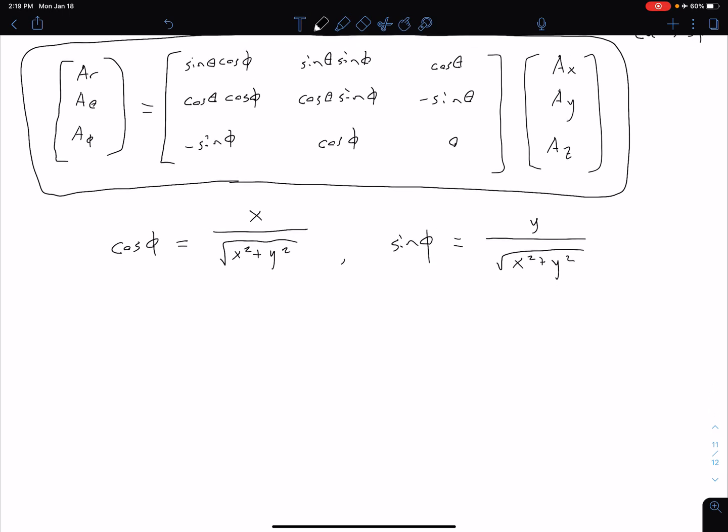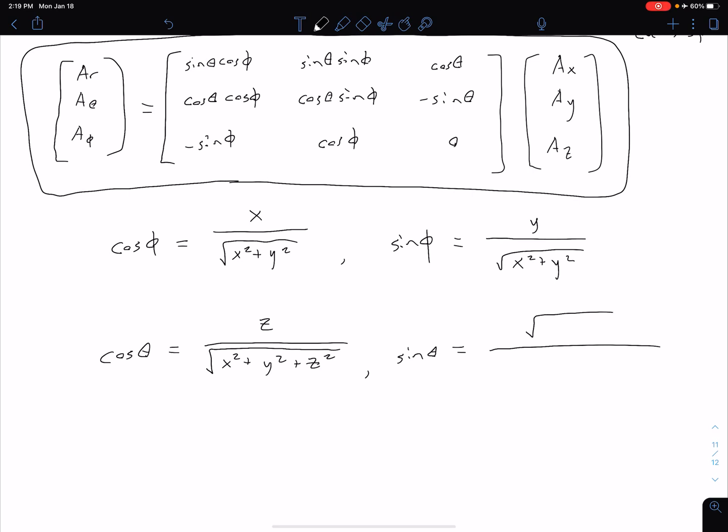Now we also have cosine theta and sine theta terms to deal with, and so we can get around those by saying that cosine of theta is equal to z divided by r, but instead of writing r, we're going to write it in terms of x, y, and z, which, as we saw previously, is the square root of x squared plus y squared plus z squared. Similarly, our sine theta is going to be essentially rho over r, but we want that in terms of x, y, and z, so rho is equal to the square root of x squared plus y squared, and our r is equal to the square root of x squared plus y squared plus z squared.